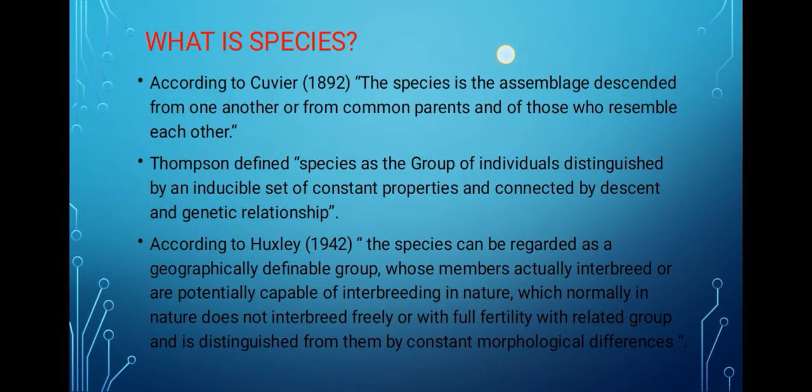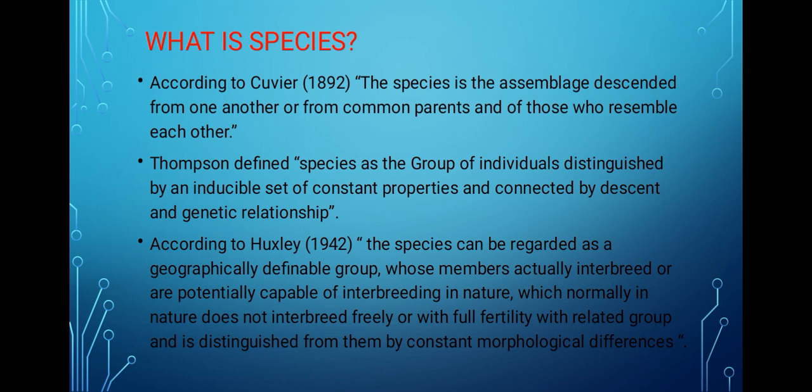Let's learn some other aspects. According to Cuvier in 1892, the species is the assemblage descended from one another or from common parents and those who resemble each other. Thomson defined species as the group of individuals distinguished by an indivisible set of constant properties and connected by descent and genetic relationship. According to Huxley in 1942, the species can be regarded as a geographically definable group whose members actually interbreed or are potentially capable of interbreeding in nature, which normally does not interbreed freely or with full fertility with a related group and is distinguished from them by constant morphological differences.